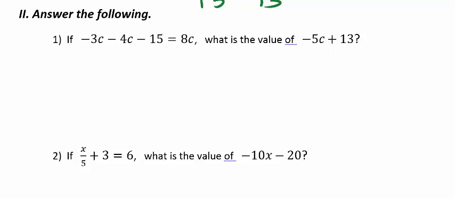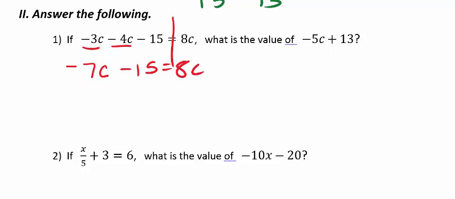So now we're going to answer the following. If negative 3c minus 4c minus 15 equals 8c, what's the value of negative 5c plus 13? So what we need to do first is find out what c equals. To do that, we want to see on the left-hand side if we can combine any like terms. We can combine our negative 3c and our negative 4c and get minus 7c.